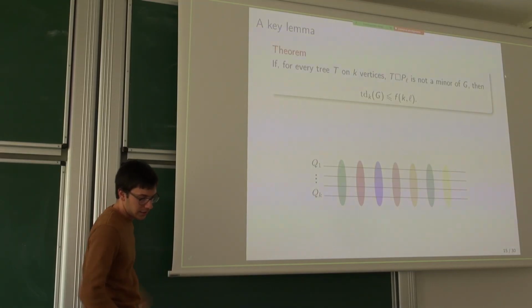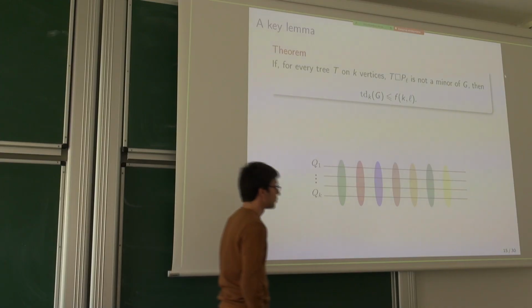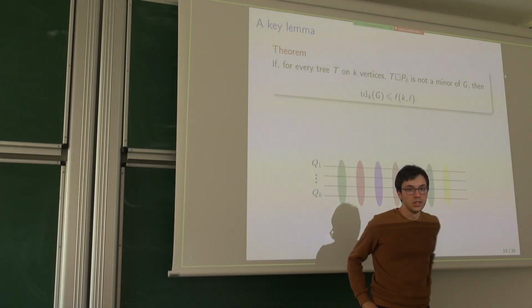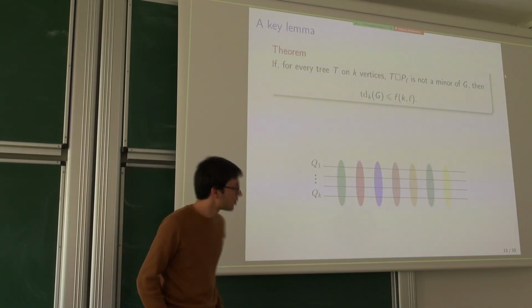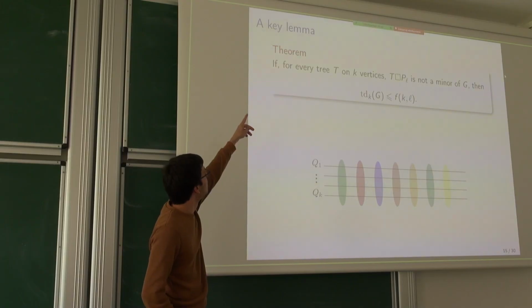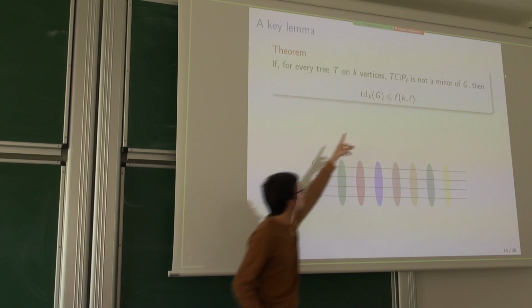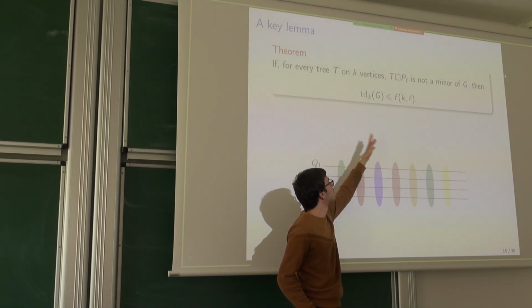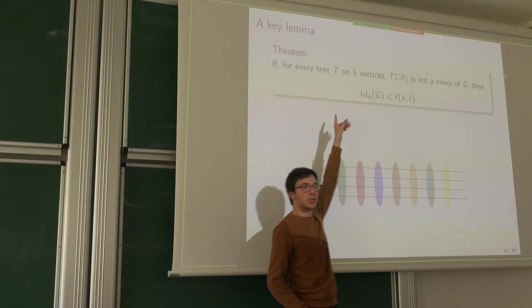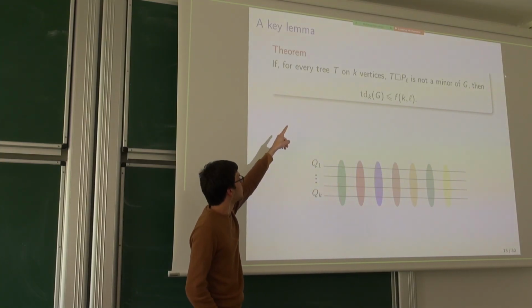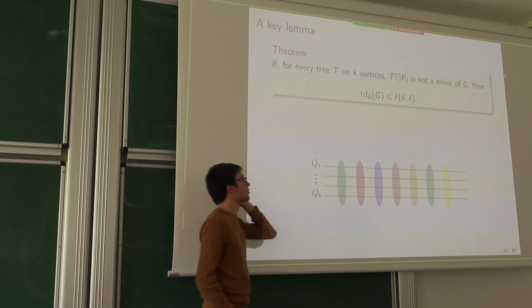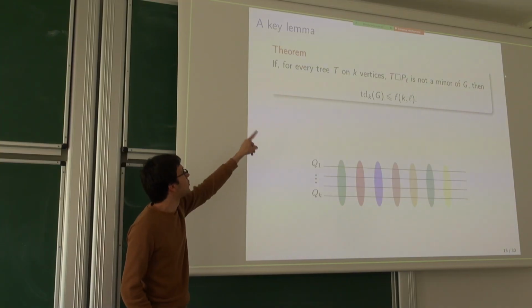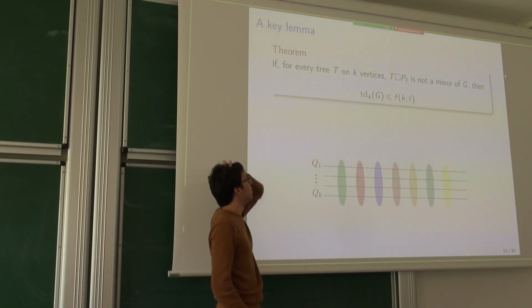Okay. Now I will try to show you the main tools used to prove this theorem. And okay, so what we want to prove now is the following. If you have a graph G, such that for every tree T on k vertices, T times PL is not a minor of G, then the k tree depth is bounded by some function of k and L. This is what we want to show. The other direction, which is that all the graphs of this form, T times PL, have large k tree depth, is much easier. So now I just want to talk about the other part.